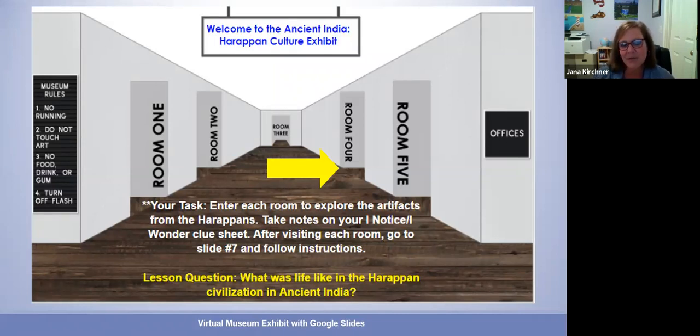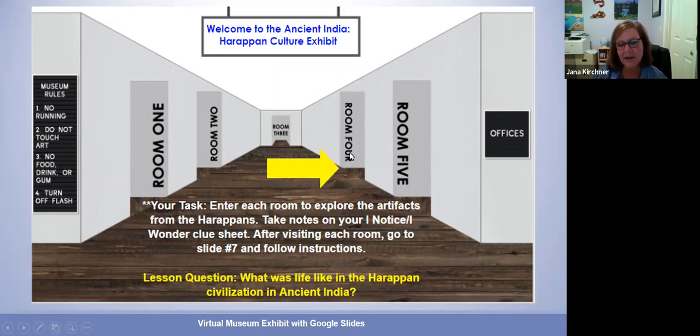I just put a screenshot of it, so this is not live, but you click on each of the rooms. I put the same instructions like I would have done as a gallery walk. You enter each room and explore the artifacts. When you are finished, go to slide number 7, which says make a hypothesis about the Harappans from your virtual museum tour. So here again, I have my question. We're exploring this as a question, and we're going to look at all these clues.